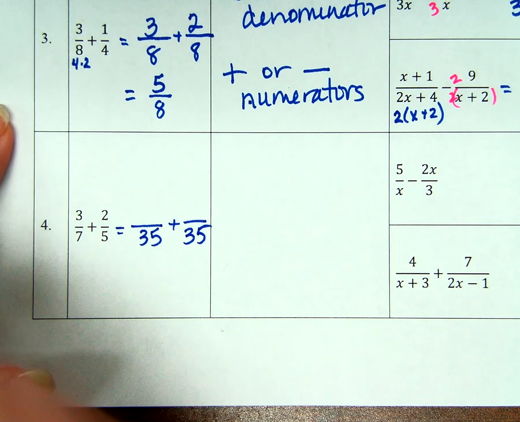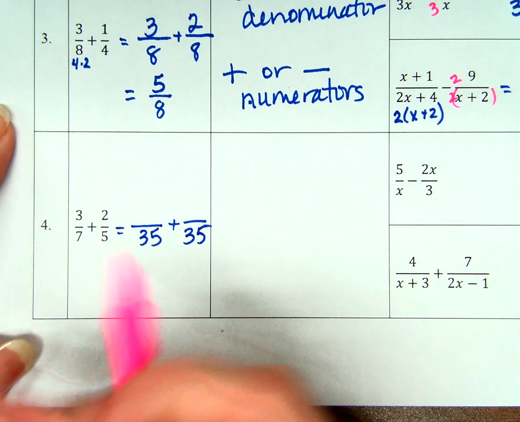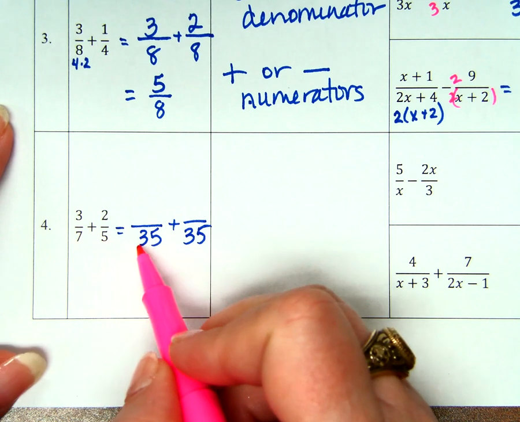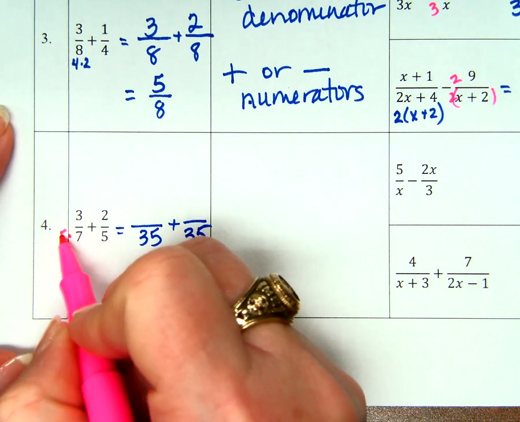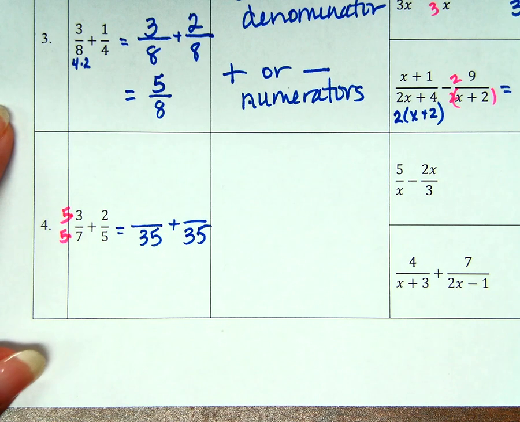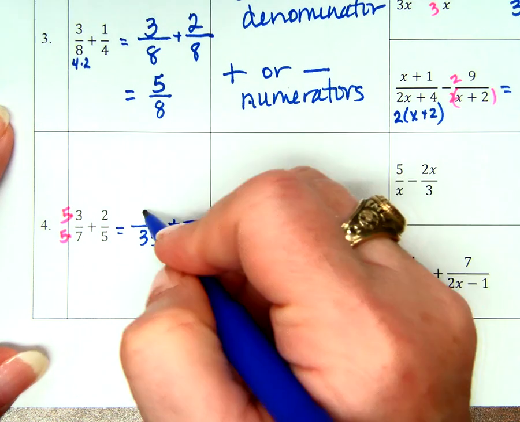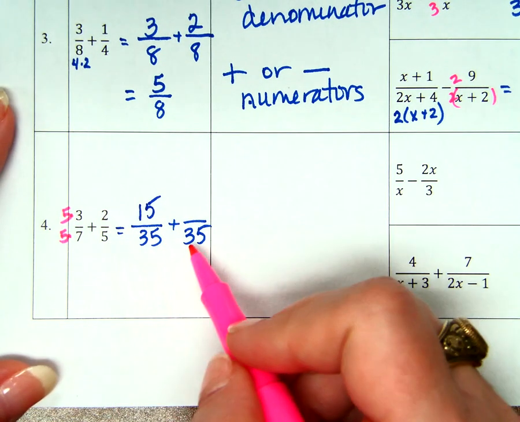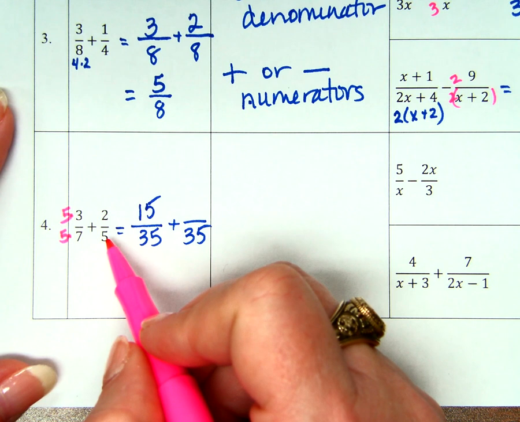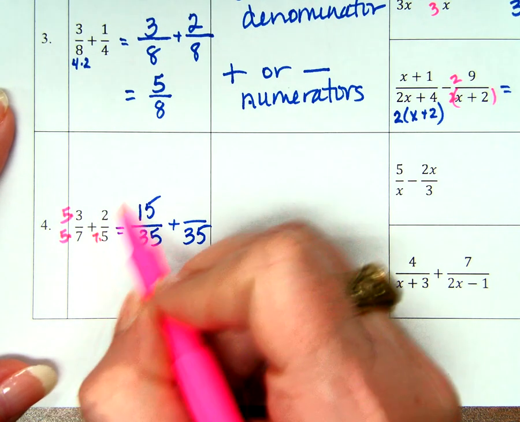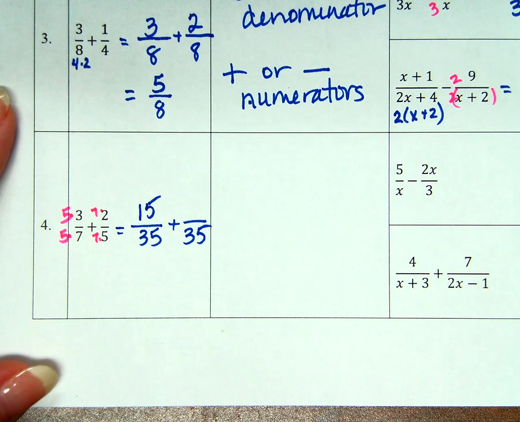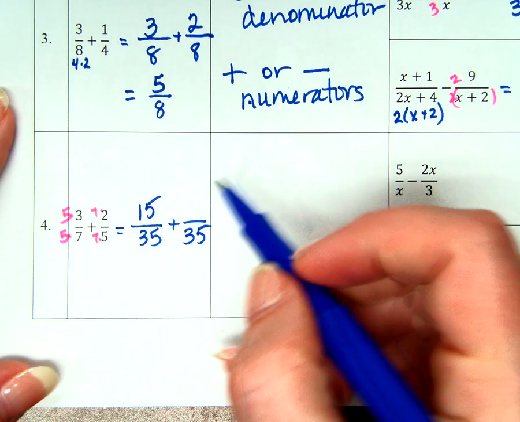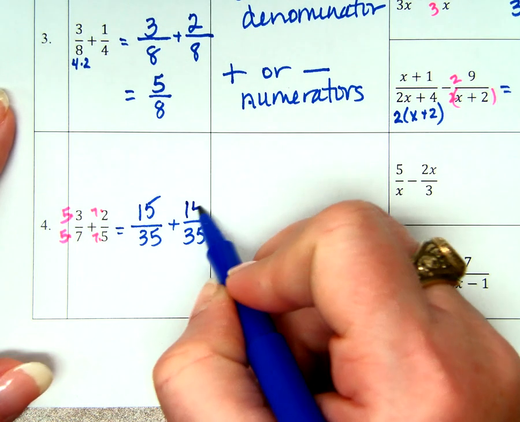Okay? So this one used to be a 7 and now it's a 35. So what do I have to multiply that by to get it become 35? 5. So I have to multiply the numerator by 5 as well, right? What's 5 times 3? 15. This used to be a 5 and now it's a 35. What do I have to multiply by? 7, okay. 7 here and 7 here, right? We got to remember to multiply numerator and denominator by 7 or I've changed the problem, right? So what is this? 14.